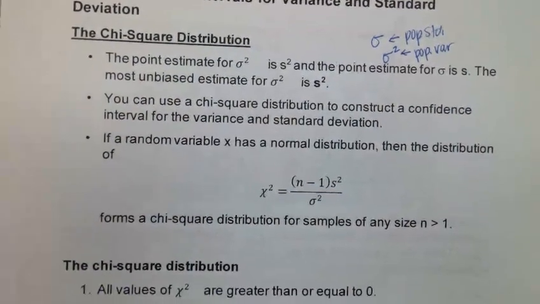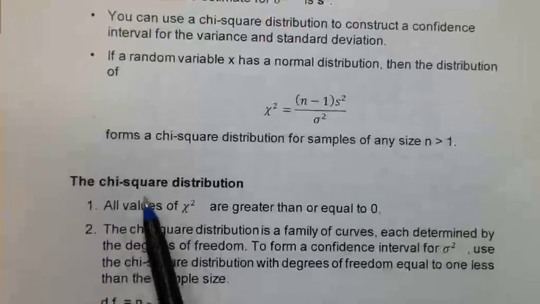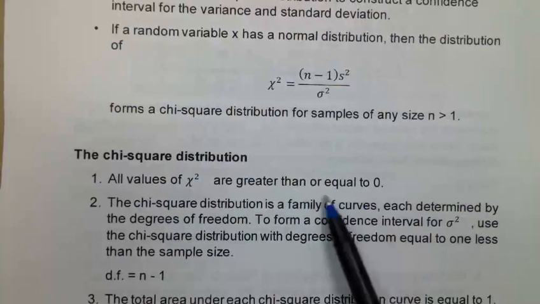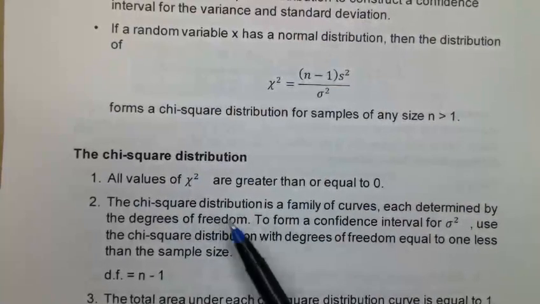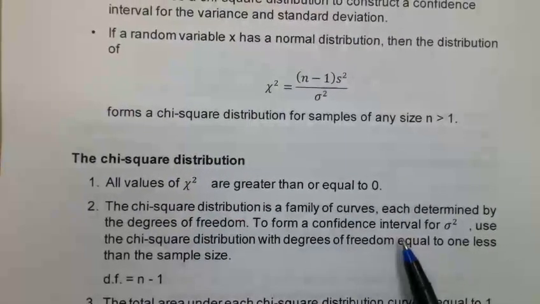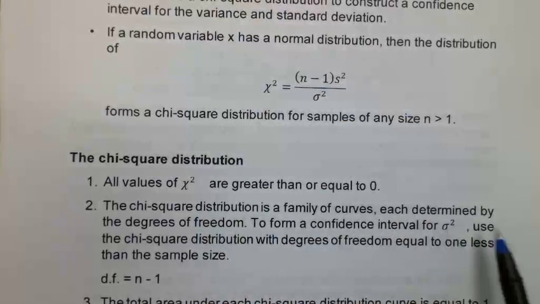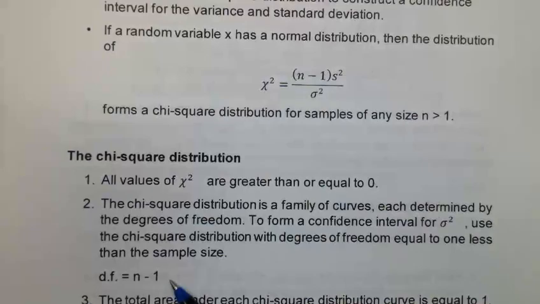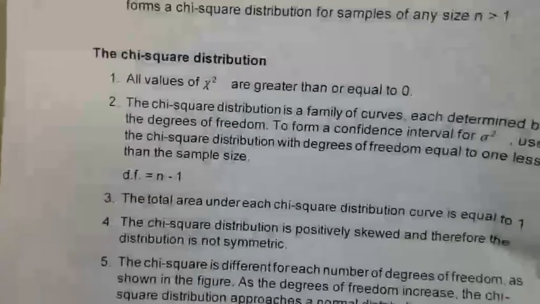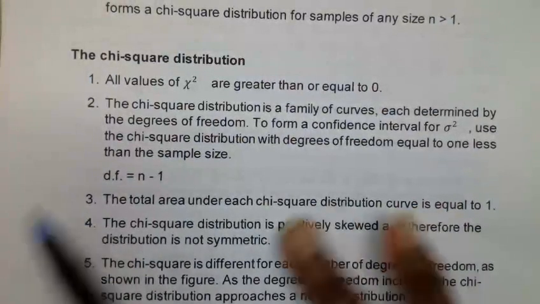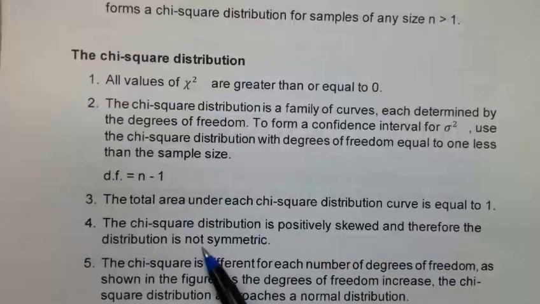All right, this is the chi-square distribution. All values of chi-square are greater than or equal to 0. The chi-square distribution is a family of curves, each determined by the degrees of freedom. To form a confidence interval for population variance, use the chi-square distribution with degrees of freedom equal to 1 less than the sample size. The total area under each chi-square distribution curve is equal to 1. The chi-square distribution is positively skewed, and therefore the distribution is not symmetric.